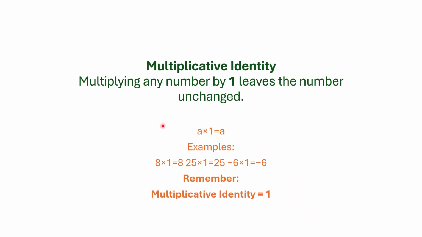Now let's move on to multiplicative identity. Multiplying any number by 1 leaves the number unchanged. So remember, a times 1 is a. 8 times 1 is 8. 25 times 1 is 25. Minus 6 times 1 is minus 6. Remember that multiplicative identity is 1.